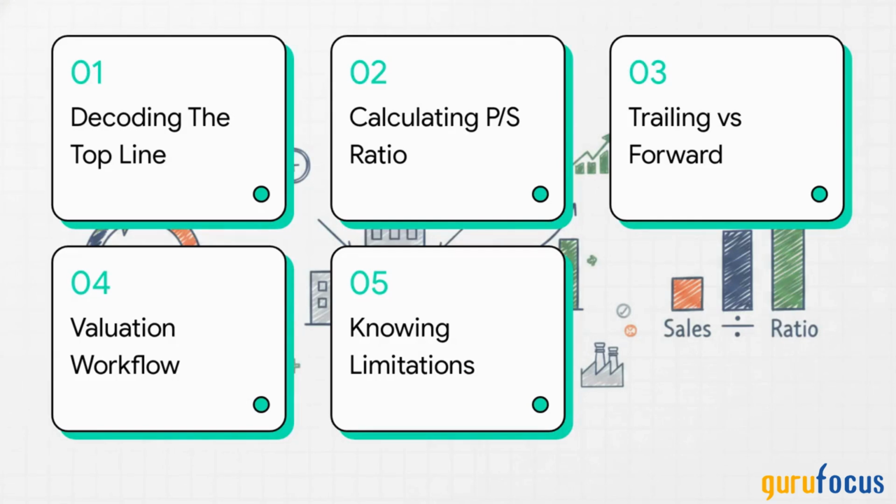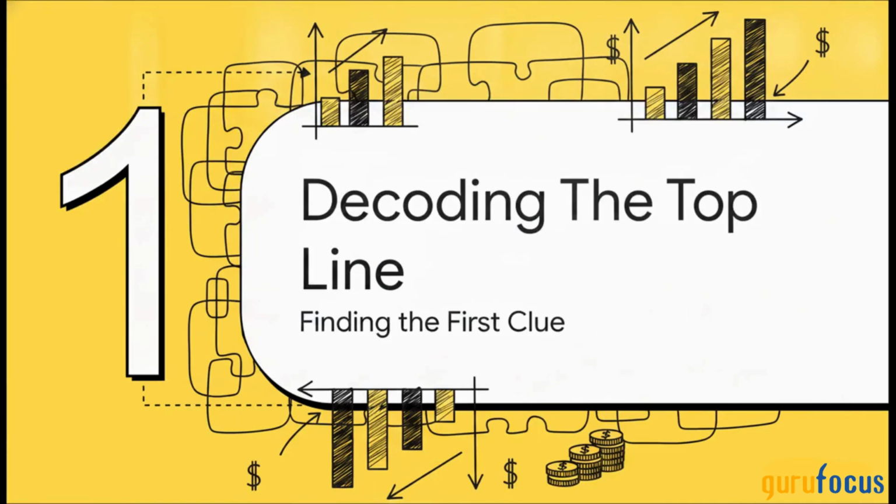So here's our game plan. We'll start by decoding the top line. Then we'll walk through calculating the PS ratio. After that, we'll compare trailing versus forward sales, jump into the core valuation workflow, and finally wrap up with knowing the limitations. All right, part 1, decoding the top line, finding the first clue.